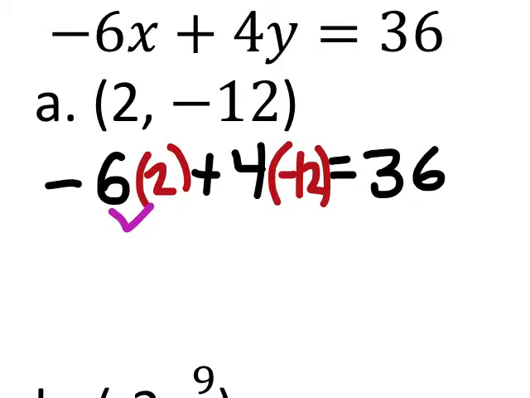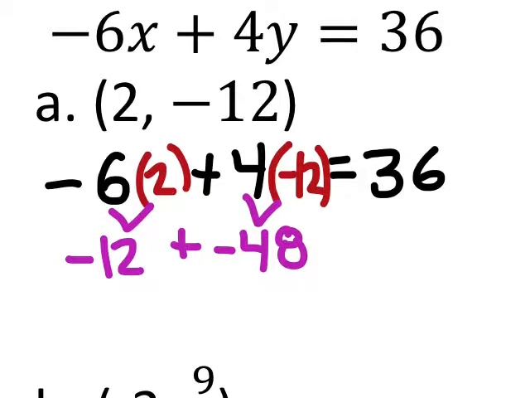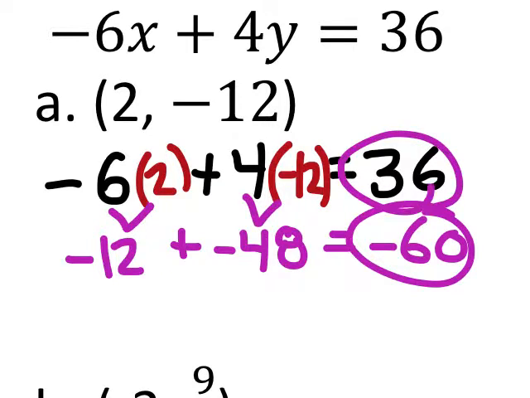So negative 6 times 2 is negative 12. Plus 4 times negative 12 is negative 48. And as it turns out, this is negative 60. So this negative 60 does not equal this 36. This one, we would say, no, this is not a solution.